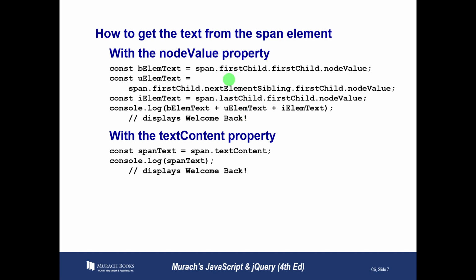That's kind of a long way around getting each individual item from all those child elements. If we just wanted those words, we could also do something like this. We could declare a variable called span text, and we could take that span and just get its textContent property, and it pulls all the text without anything else in it out of there, and we can display it that way. So this is kind of a long way to do what we could do with this, but sometimes we might need to do things this way.